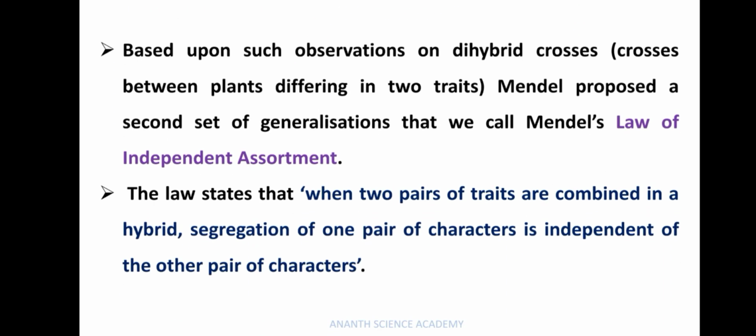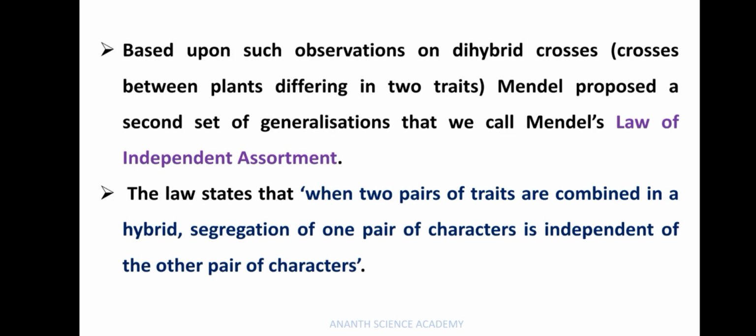Based upon such observations on dihybrid crosses, Mendel proposed a second set of generalizations that we call Mendel's law of independent assortment. The law states that when two pairs of traits are combined in a hybrid, segregation of one pair of characters is independent of the other pair of characters.